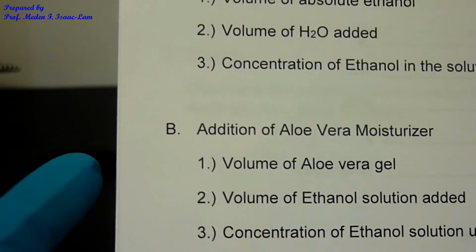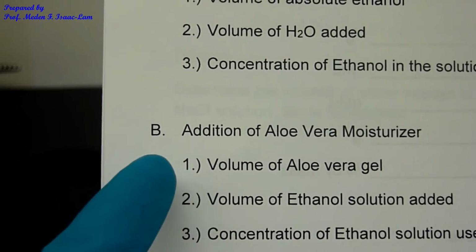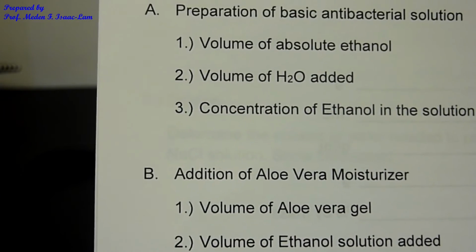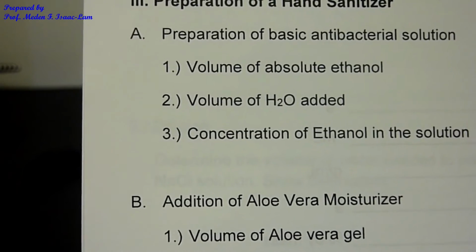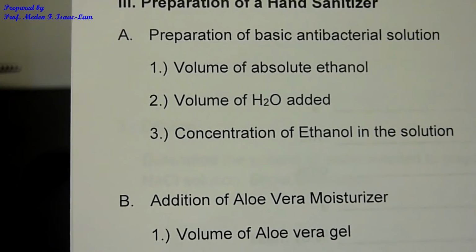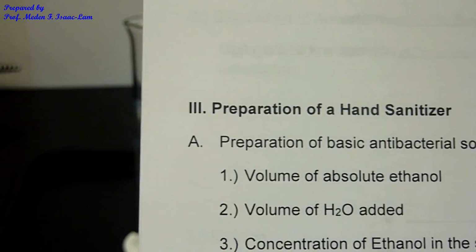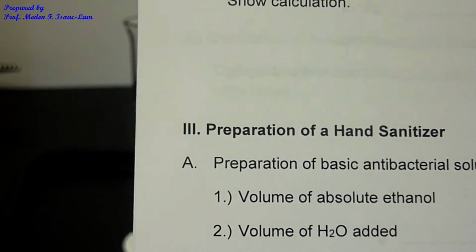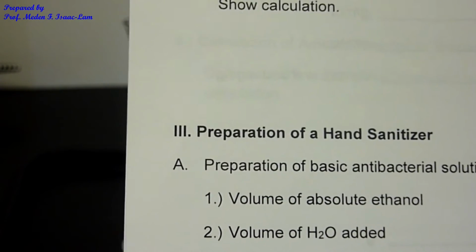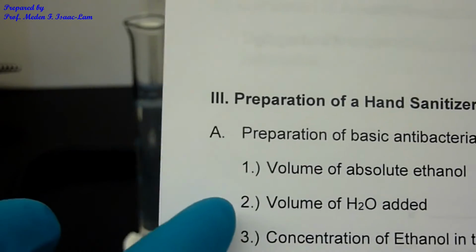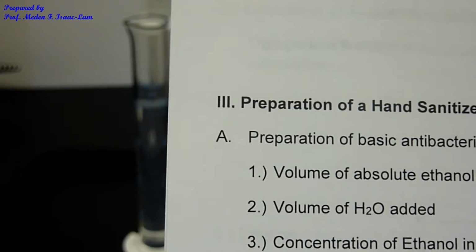So now we are doing part B. We're going to mix aloe vera gel. Typically when you buy something in the store, they put aloe vera as a moisturizer. And then we're just going to use the antibacterial solution that we made. There's a minimum amount of ethanol that you should have in your solution, otherwise it will not be an effective disinfectant. So determine the concentration that we prepared from part A, and here we're just adding aloe vera.